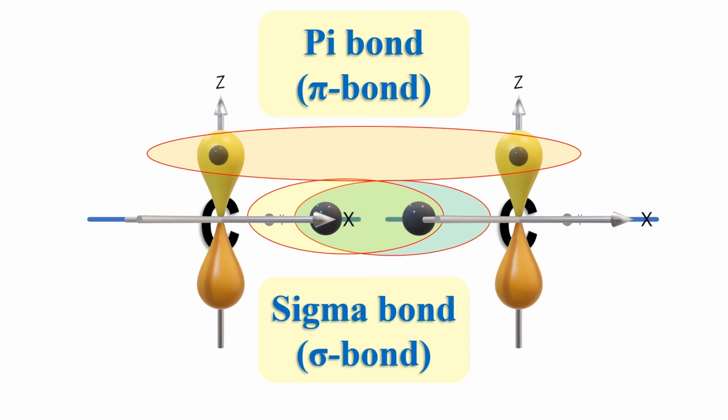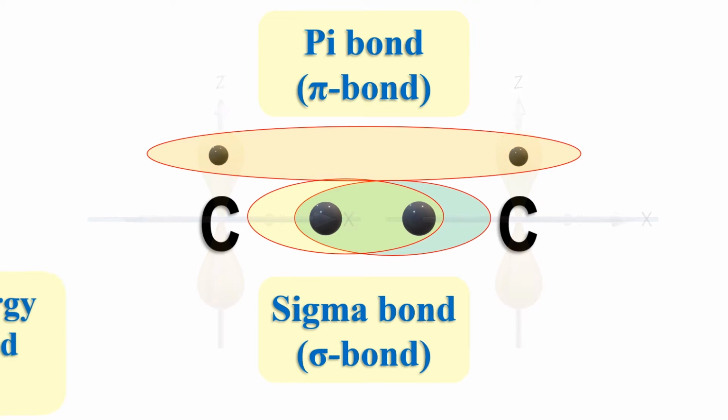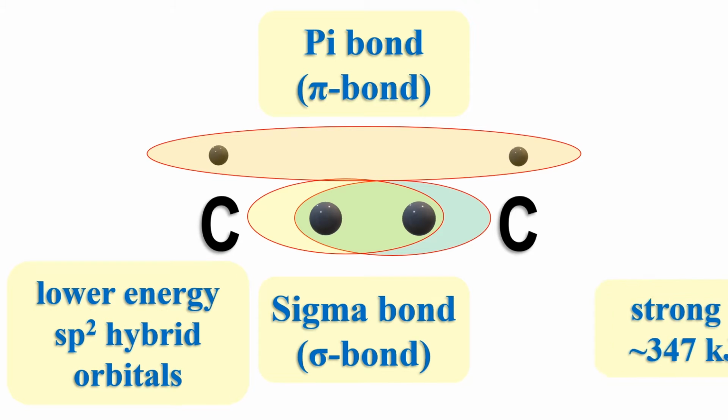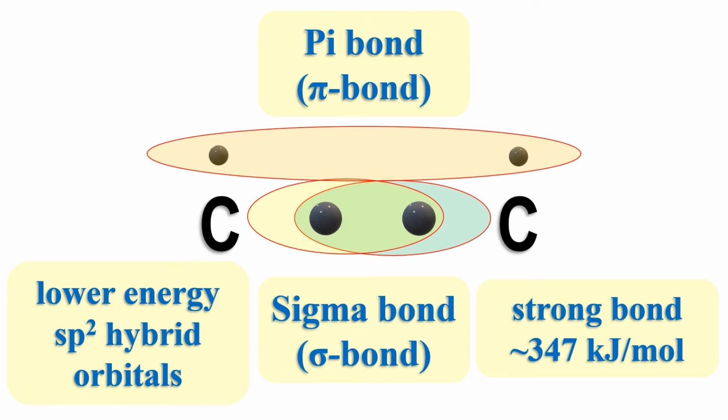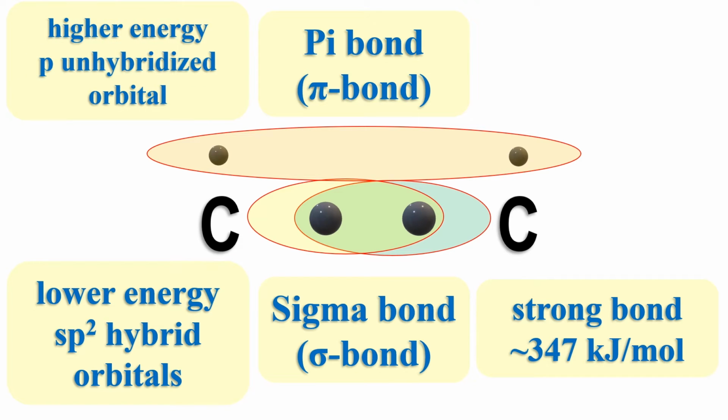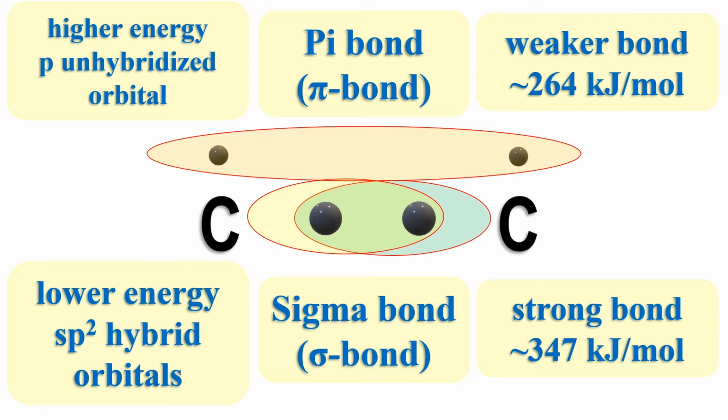Let's discuss the bond energies. The sigma bond is between the lower energy sp2 orbitals, thus a strong bond, about 347 kilojoules per mole. The pi bond forms from the higher energy unhybridized p orbitals, thus a weaker bond, about 264 kilojoules per mole. This plays a role in the reactivity of the pi bond, or pi electrons, in organic chemistry reactions. The pi electrons are more reactive than the sigma electrons.